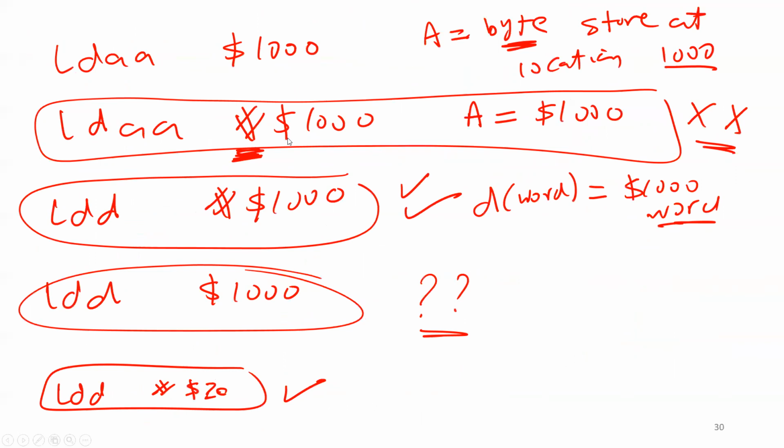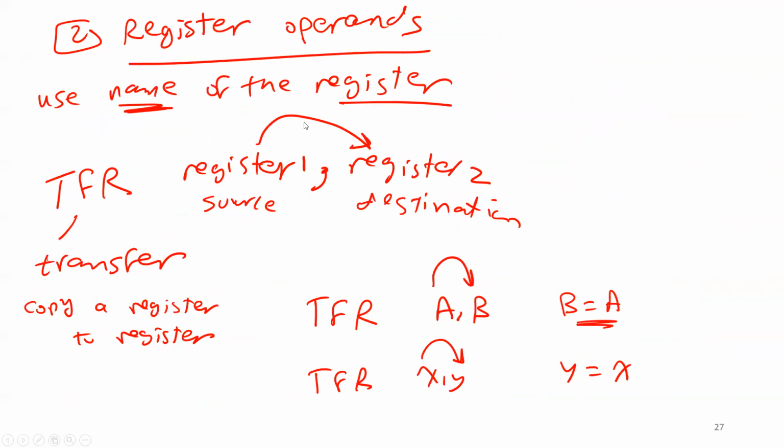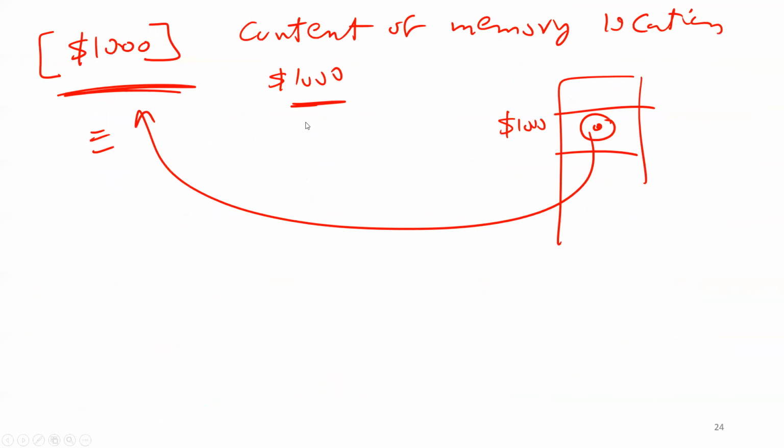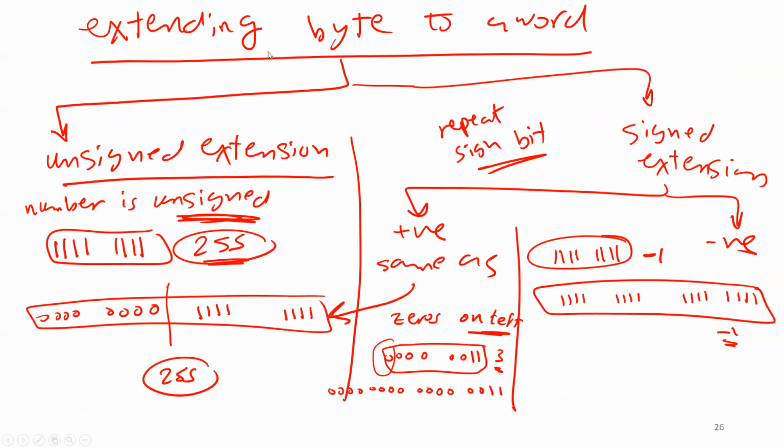So in case of extension, we have two types of extensions: unsigned extension or signed extension, okay? If your number is unsigned and you want to extend it, just put zeros, regardless. So for example, 11111111 is 255. If I put zeros here in a word, I'm going to also get 255. Very simple. If the number is unsigned and you want to extend it, just put zeros, done.